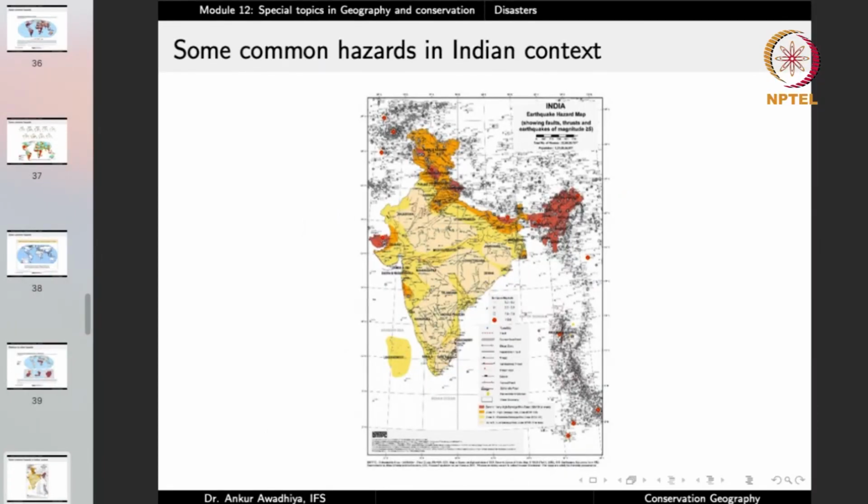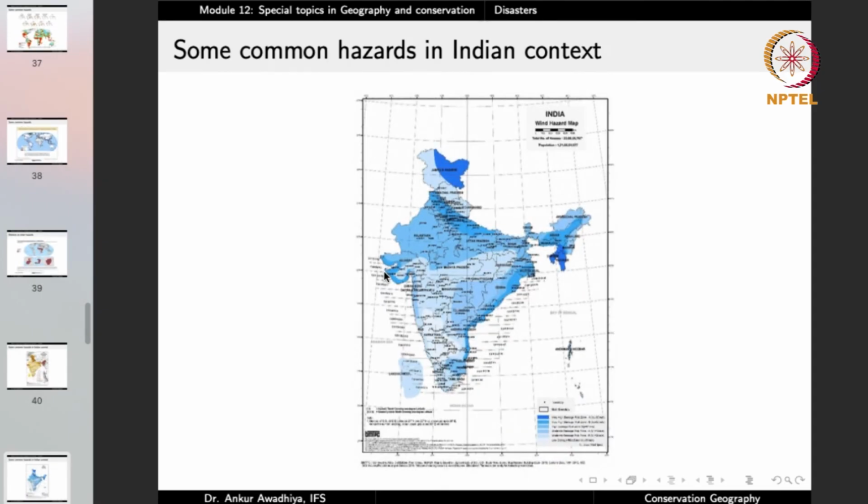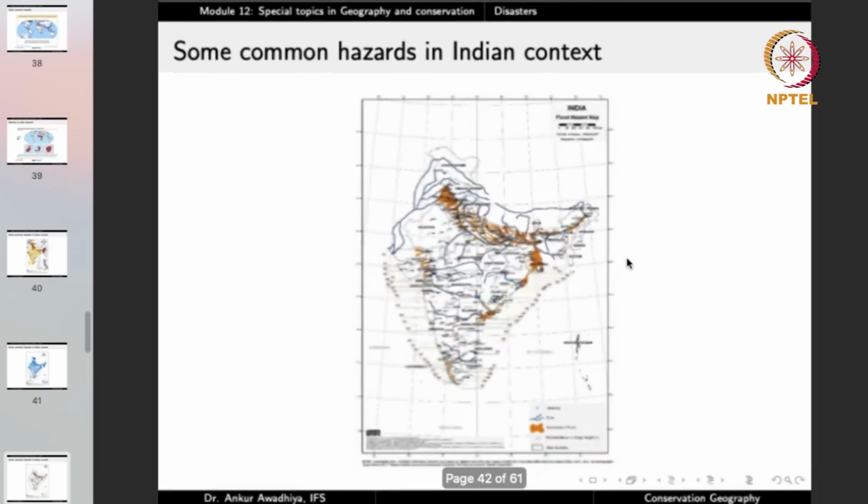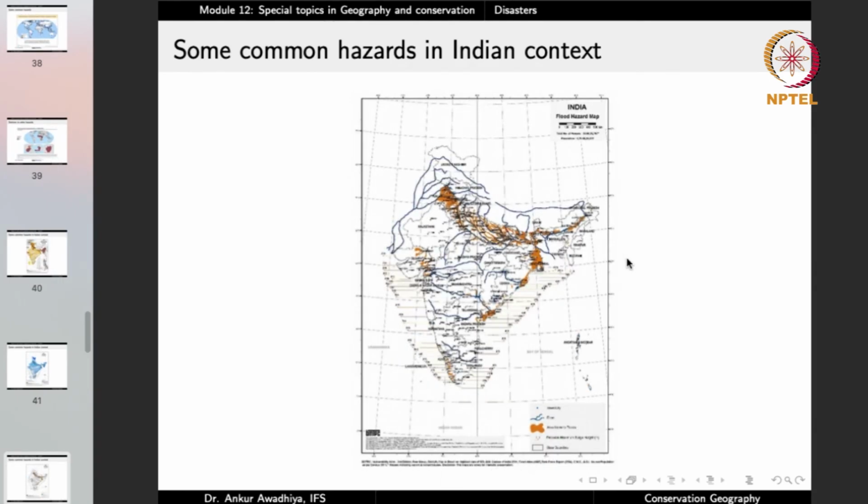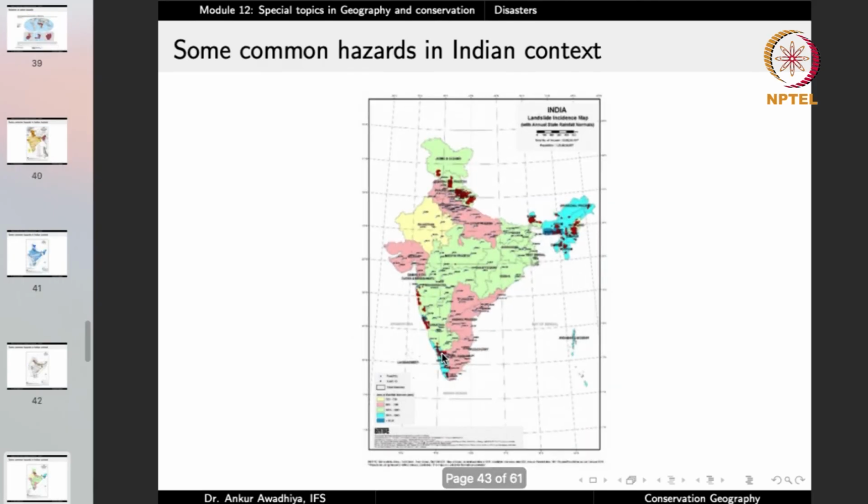In the Indian context, we can look at the earthquake hazards. So most of our northern areas, Gujarat and Maharashtra, they have suffered earthquakes in the recent past. If you look at the wind hazard, there are certain locations, especially in Jammu and Kashmir and Ladakh, northeast India, and large portions of our eastern coast and the northern plains, where the wind speeds are very high. If we look at the flood hazard, we find that large portions of our northern plains, eastern coast and western coast have a substantial amount of flood hazard.